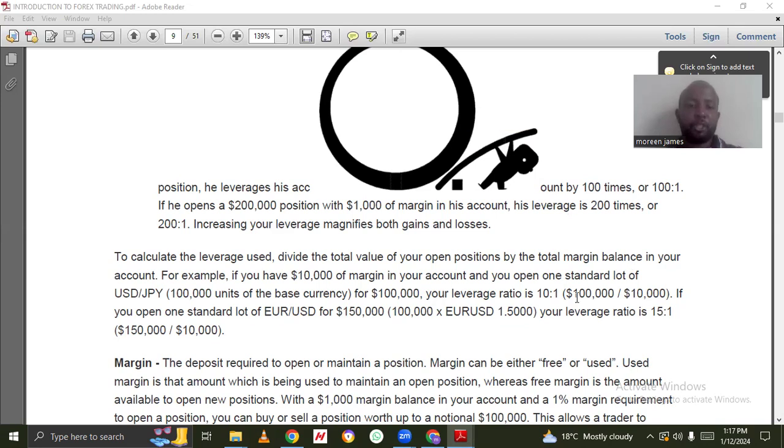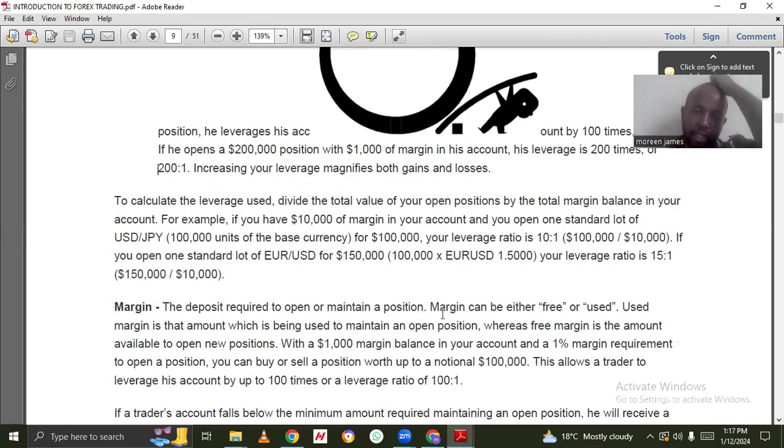Any more questions? Margin, I said, is the deposit required to open and maintain a position. So we'll do this practically. Don't worry, it can be free or used. So when you have open positions, we have used margin. This is what we are able to maintain positions with. When you're seeing those trades running, negative or positive, as long as they are running, that is what we have used margin. Whereas the free margin is the amount available to open new positions.